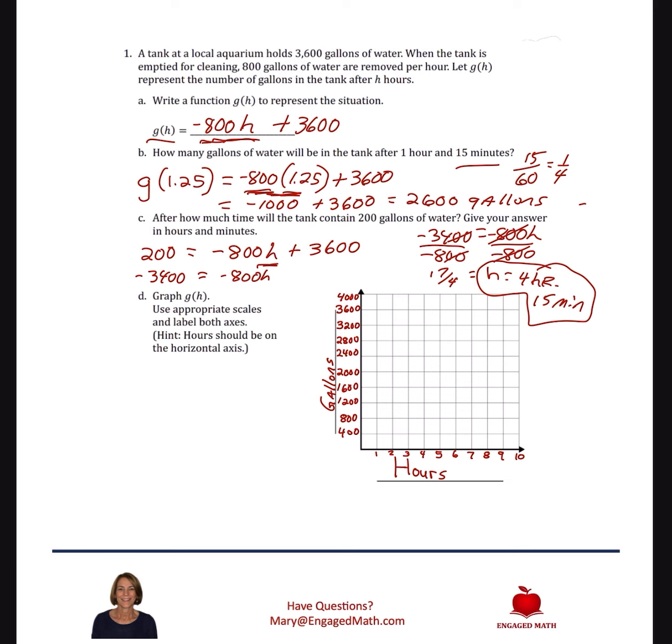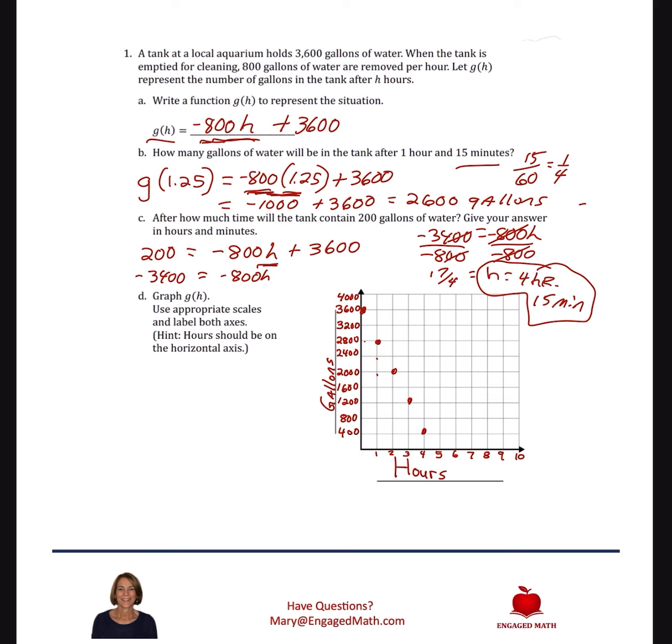Okay, let's go to part D. So I took the liberty of already drawing out the scale for you. And so what we're going to do now is we're going to say, hey, at time 0, we have 3,600 gallons. So I'm going to put a point right there at 3,600. And then every single hour, the tank empties 800 gallons. So I'm going to go down 2 to 2,800 and over 1. Down 2 over 1. Down 2 over 1, because we're really going down 800 and over 1.